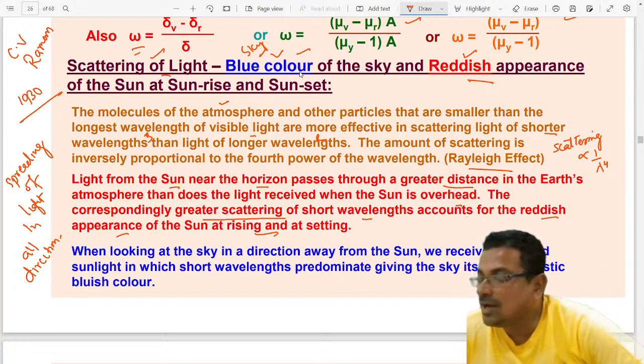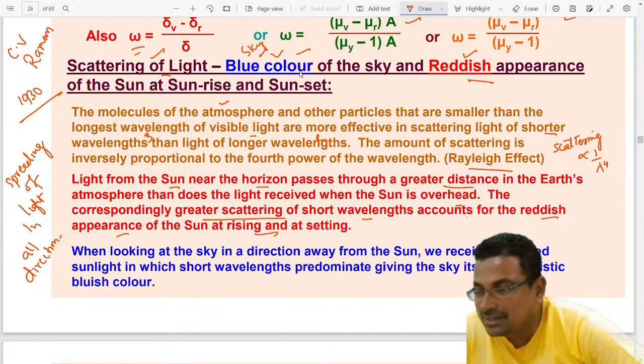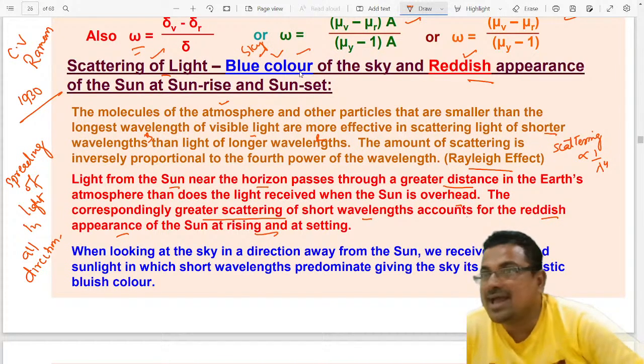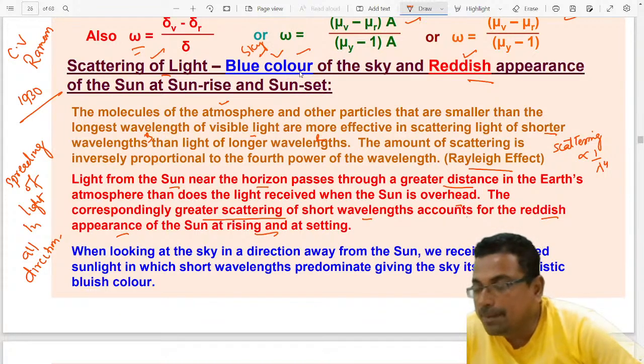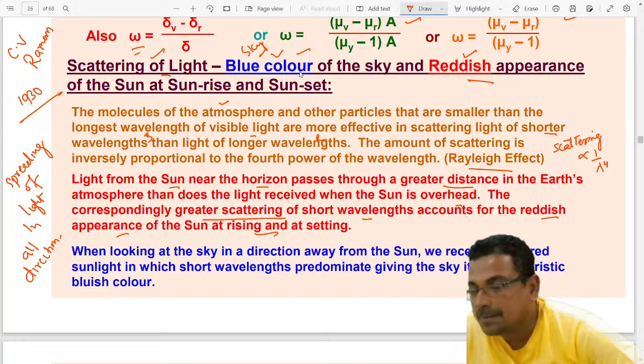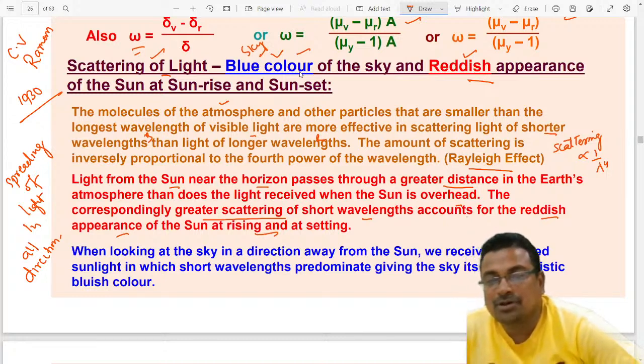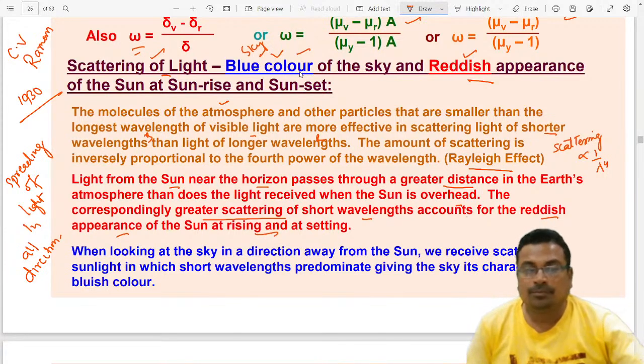by the colloidal particles, the atmosphere particles. The sky is blue because the sky has many particles. When the light passes through the sky, it gets scattered, due to the scattering of the light by the colloidal particles, that the sky appears blue.